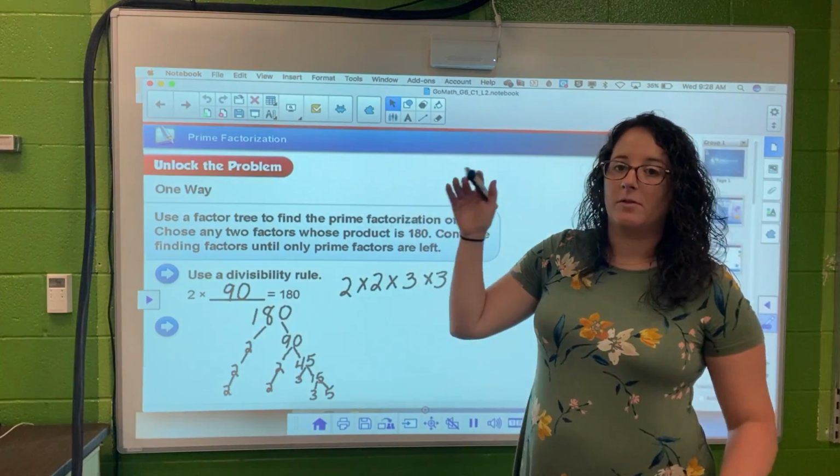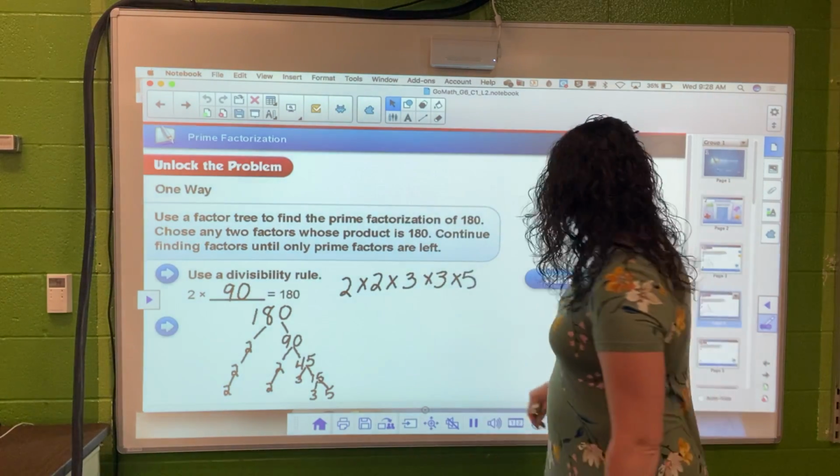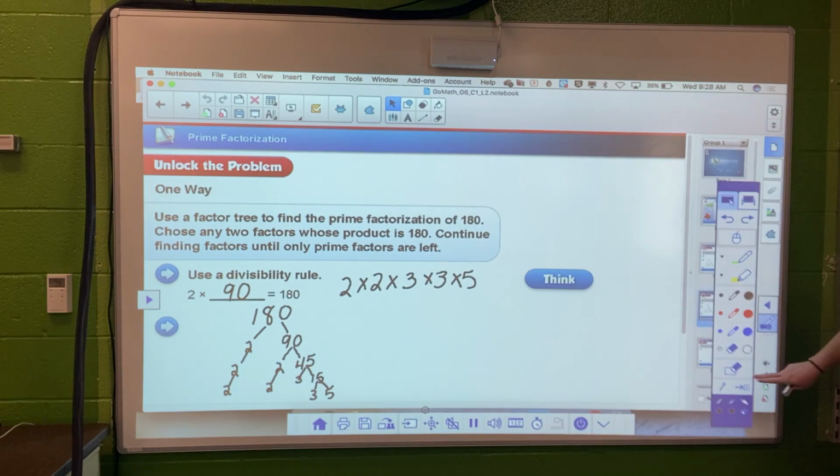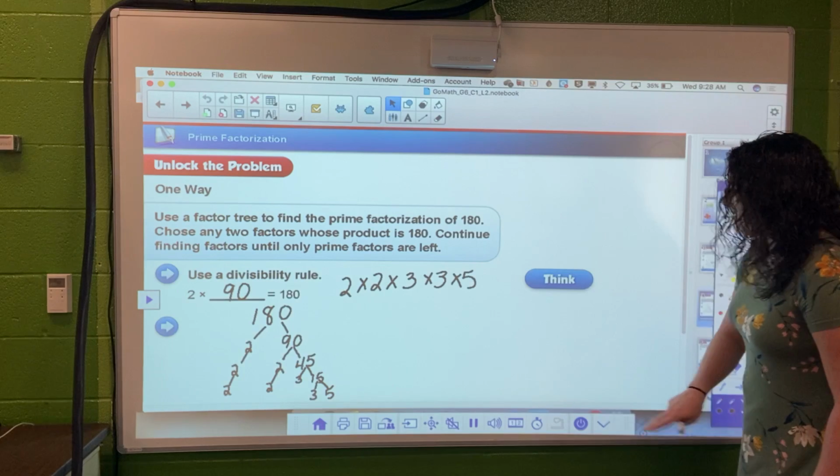Same as the first way. We've got the same answer. So that's 2 different ways. Clear this off.